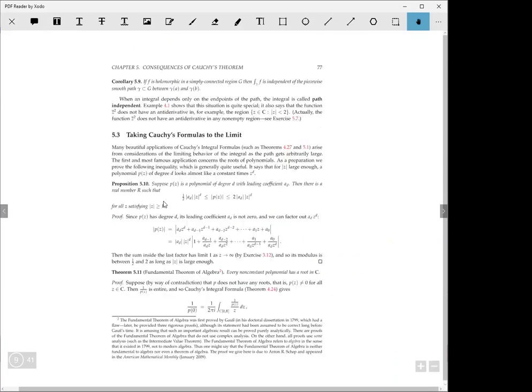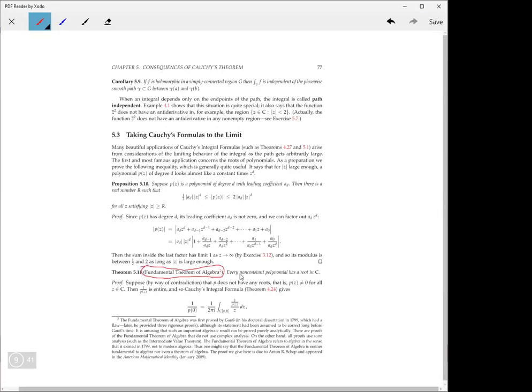Another thing that comes from this is the fundamental theorem of algebra, which says every non-constant polynomial has a root in C. Let me just walk you through this a little bit. The way this works is that it's a proof by contradiction. So you suppose that it does not have any roots.